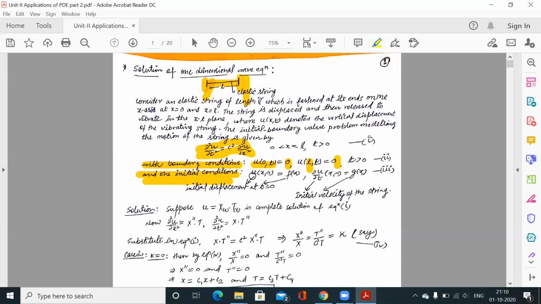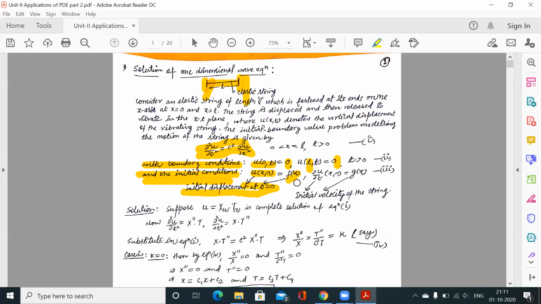And what are those initial conditions? u(x,0) is a function of x. That means it is the initial displacement at t is equal to 0. Clear? Means initially when time starts, just at that point, is there any vibration? So it will be totally in terms of x, a function of x, because time starts from there. So at time t is equal to 0, the vibration function is a function of x alone.